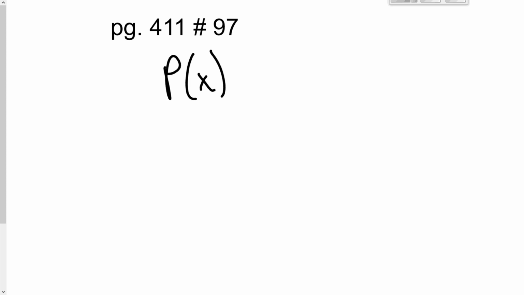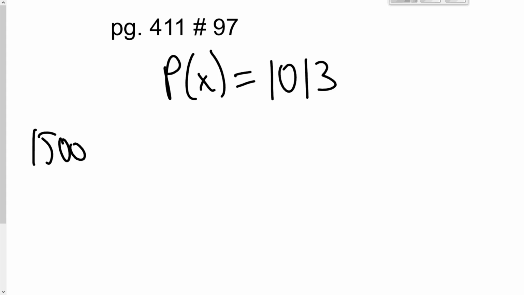So your homework for the exponential models is page 411, number 97. And really, unless you have a graphing calculator, you can't really do A through C there. So you're just going to go straight to D, and you're going to use this function P for the pressure given a certain altitude. So altitude is your x.